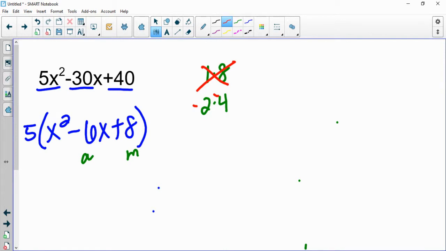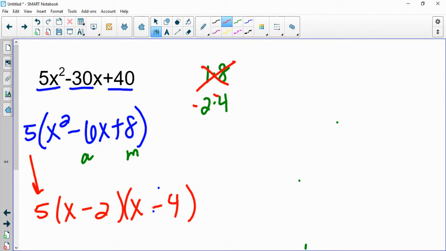is -6. So what we're going to do is keep that 5 out front. I just brought that down. Make your two sets of parentheses, x, x, and then a -2 times a -4 will be a +8, which is what we want. But a -2 minus 4 is -6, which is also what we want. So -2, -4, ta-da, we're done.